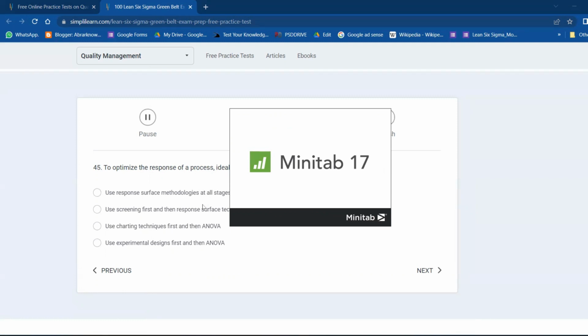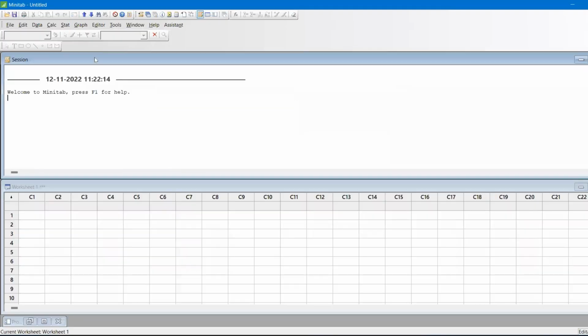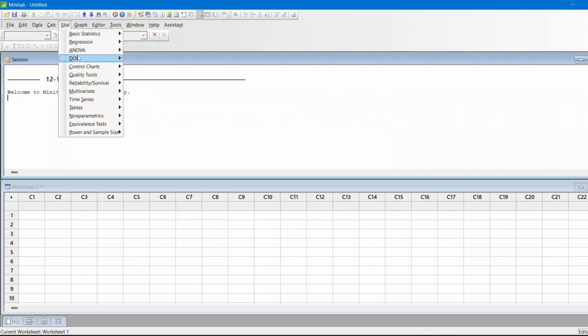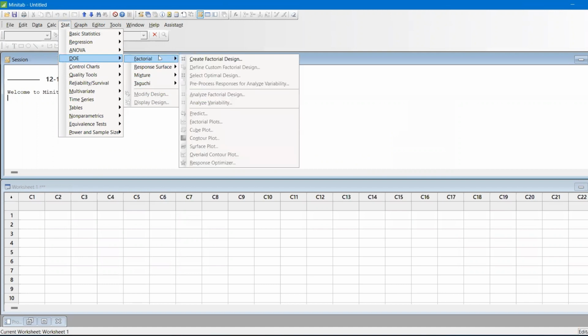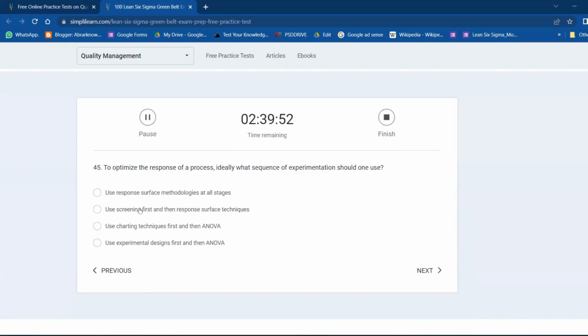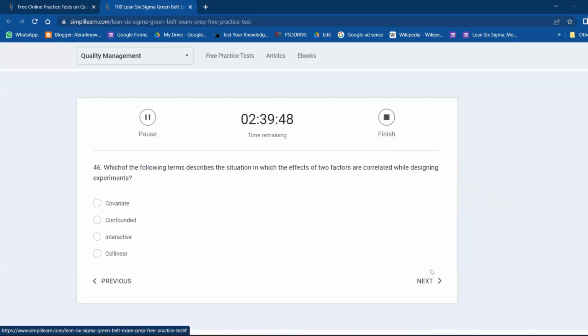First, we have to do a planning and all that in DOE, right? In the past video, I have already covered. And once the plan is there, everything you have done already, that you find out the center point, blocking and all that. Then the best thing you can do is, once you do all the factorial and all that, once you create the design, you can do a response optimizer, right? So the right answer is this one. First, you do a screening, then response surface technique.